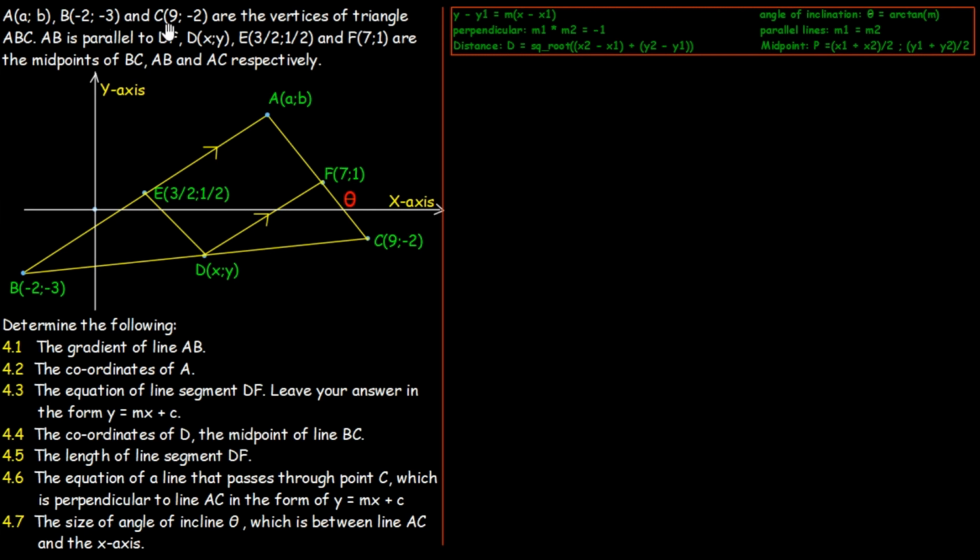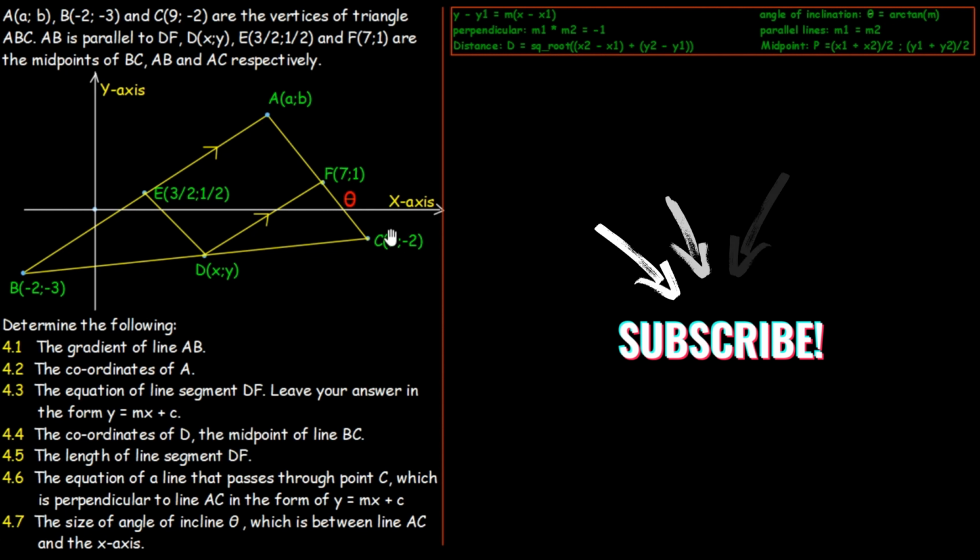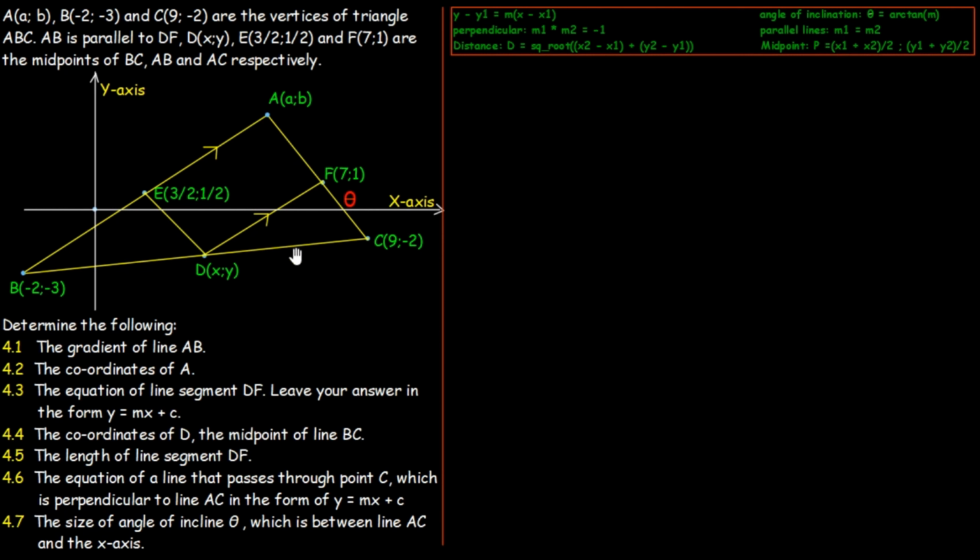A, B, and C are the vertices of triangle ABC. AB is parallel to DF. G is the midpoint of BC. E is the midpoint of AB, and F is the midpoint of AC.